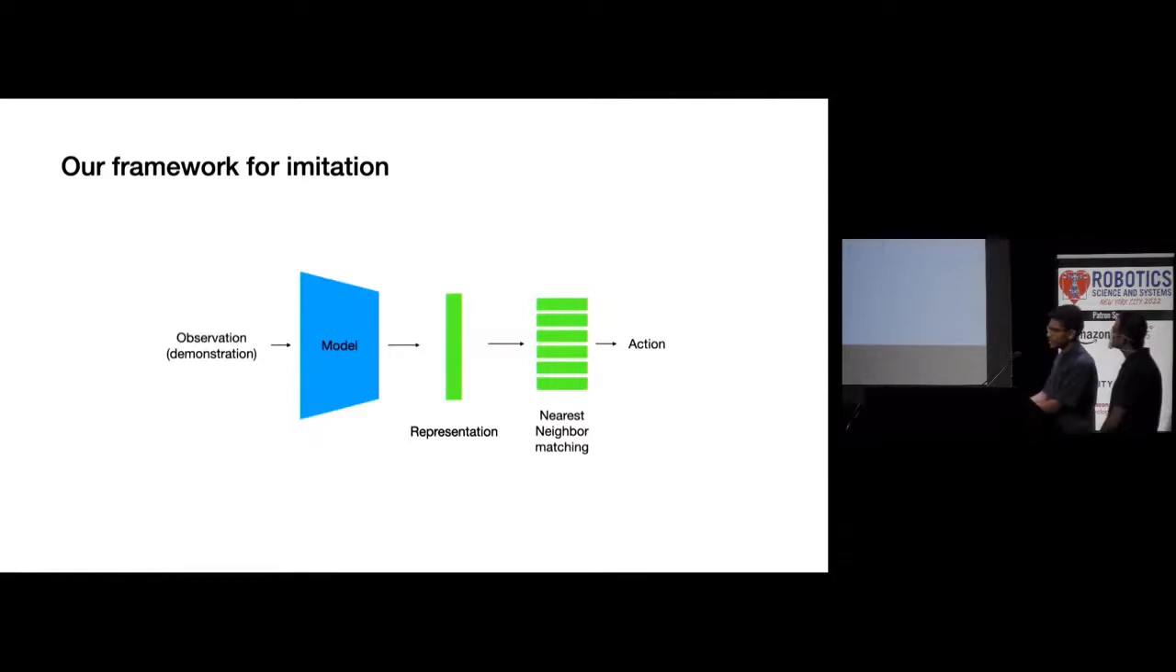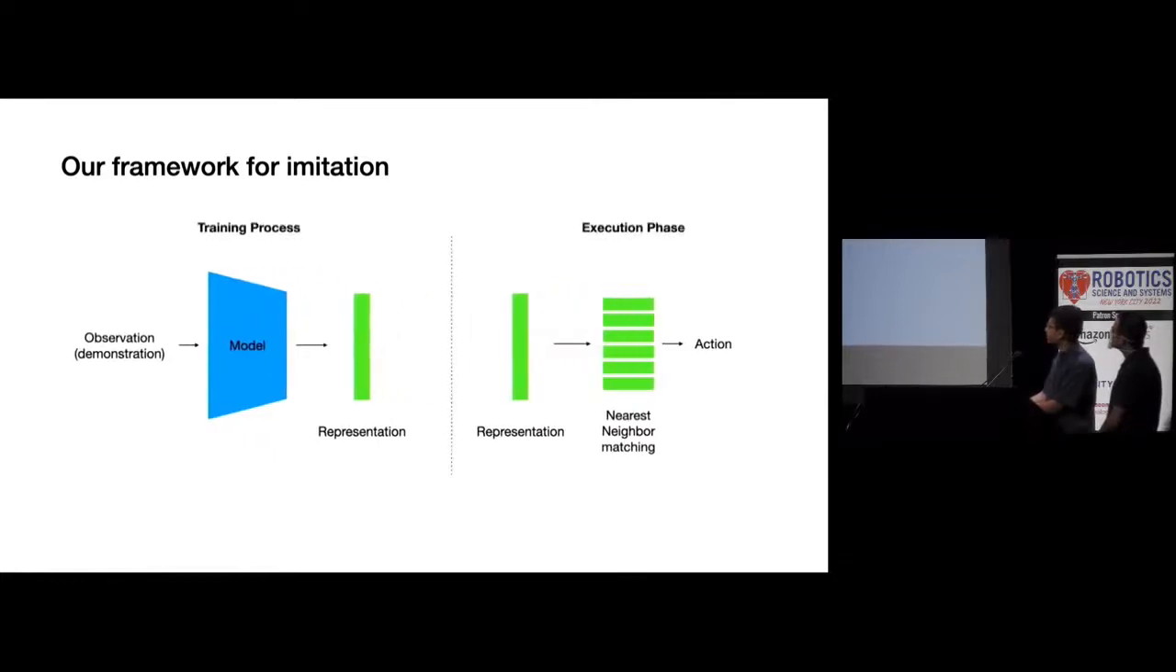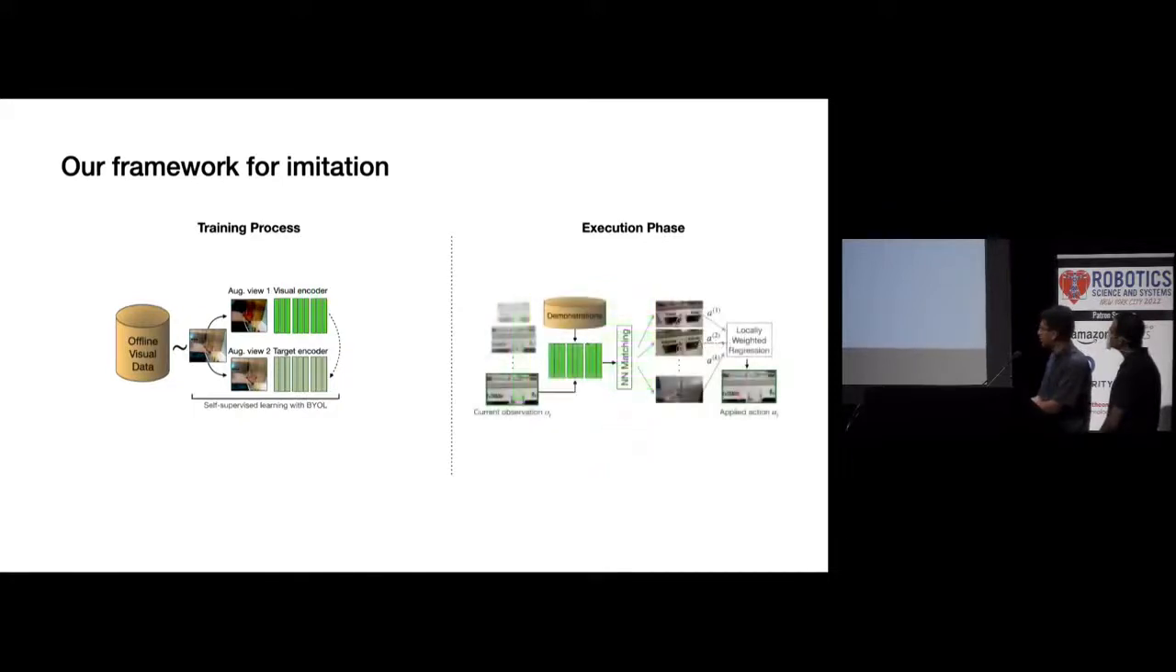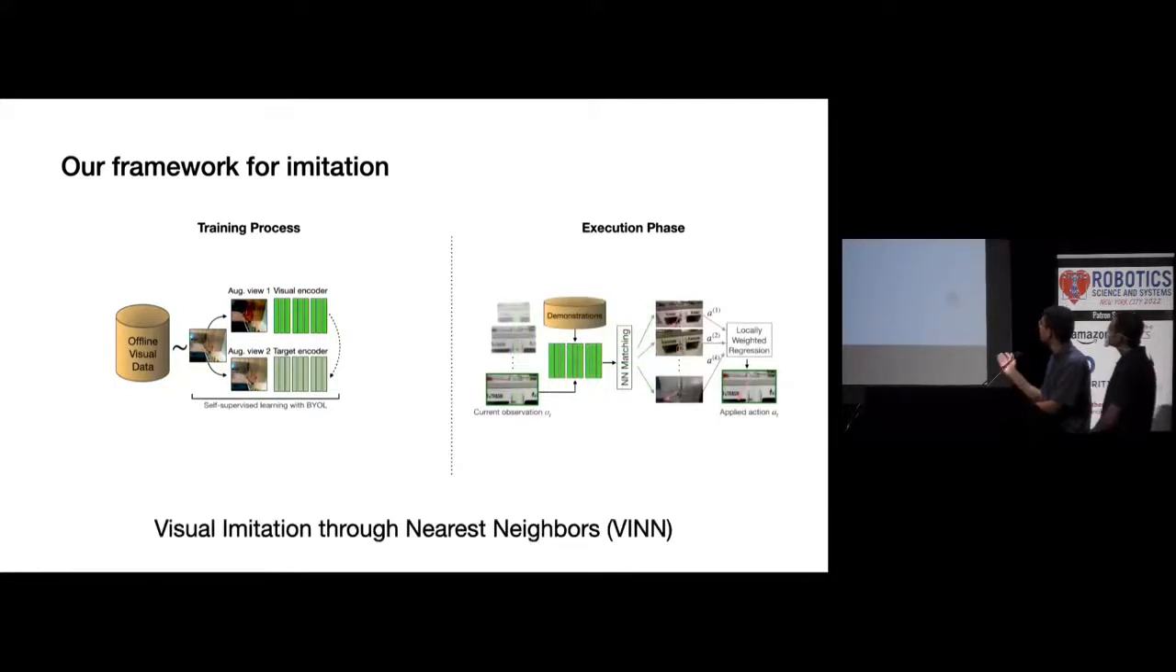To talk in more detail about our model, the training phase is solely learning this encoder on our dataset. Specifically, we use BYOL to learn our encoder. Once we have our encoder, we freeze it. And at test time, the robot sees an image and we pass it through the encoder. Then we do nearest neighbor matches on the representations and aggregate the corresponding actions, weighting them by the nearest neighbor distance. This is also known as locally weighted regression to compute the action.